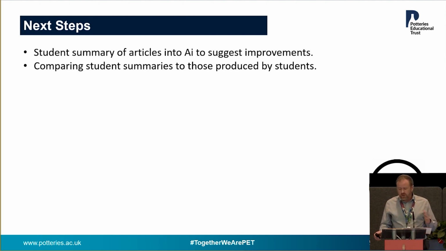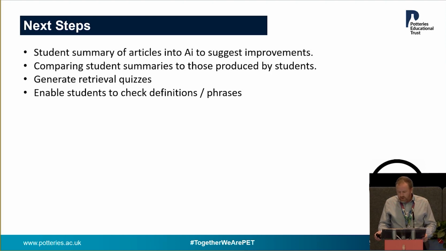So we're going to compare student summaries to those summaries that are produced by AI and do some comparisons of those. We are going to use AI to generate retrieval quizzes based on articles that we're going to share with students. It will enable students to check definitions and phrases, and for us, that's a powerful tool.